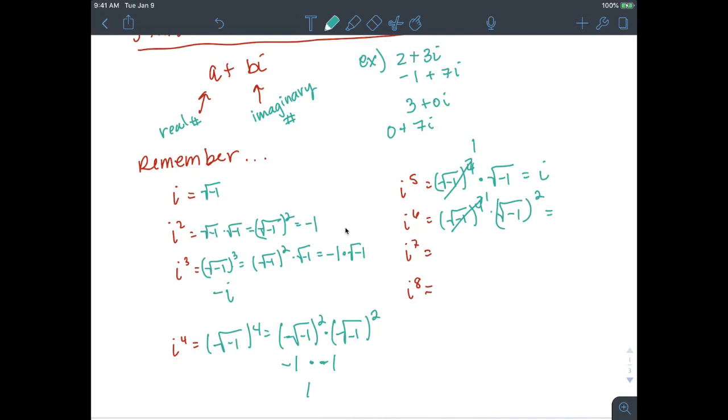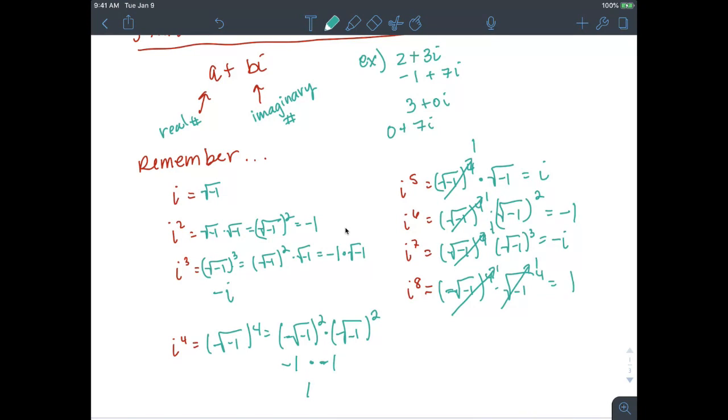times just the square root of negative 1 squared, which would give me negative 1. Okay, the seventh: the square root of negative 1 to the fourth times the square root of negative 1 to the third. When I have the square root of negative 1 to the fourth, that equals 1. And then the square root of negative 1 cubed is like i cubed, so that equals negative i. Lastly, the square root of negative 1 to the fourth times the square root of negative 1 to the fourth gives me 1 times 1, which is just 1.